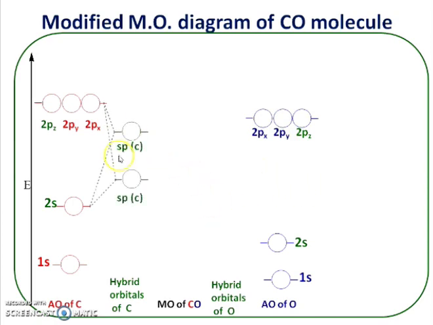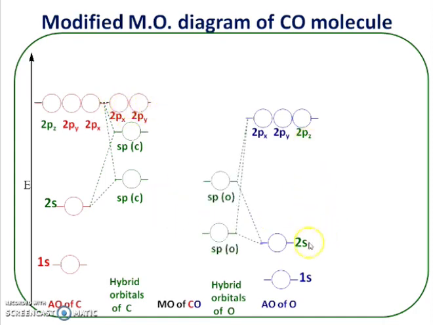Then the mixing and recasting of the 2s atomic orbital of carbon with the 2pz atomic orbital of carbon results in the formation of 2 sp hybrid orbitals, spC, spC. And the remaining two p orbitals, that is 2px and 2py, remain as unhybridized atomic orbitals.